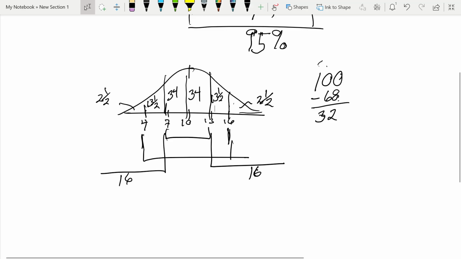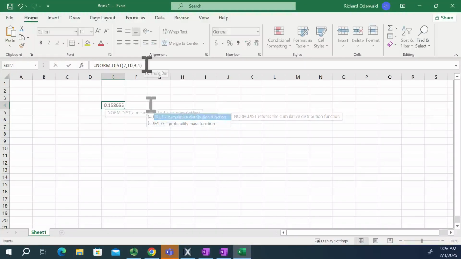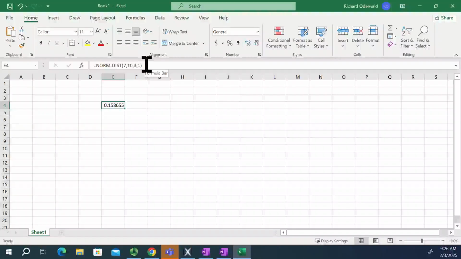So when I do this, I got 7 is what I want, 10 is the mean, 3 is the standard deviation, and 1 tells me it's cumulative. That means from the left up. And I get 0.158. What did I say it was? 16%. This is pretty close.